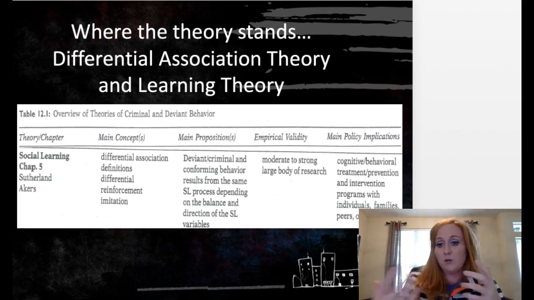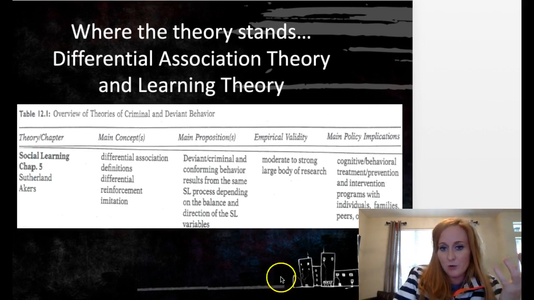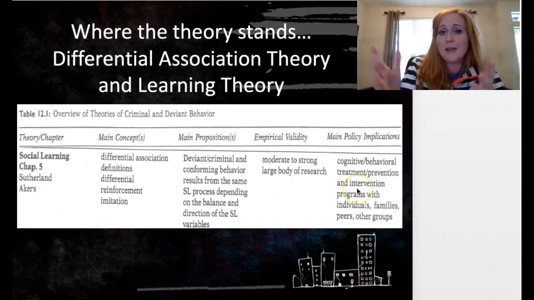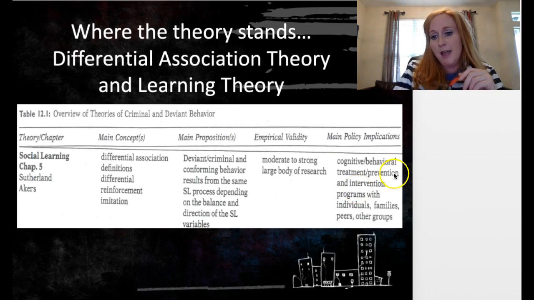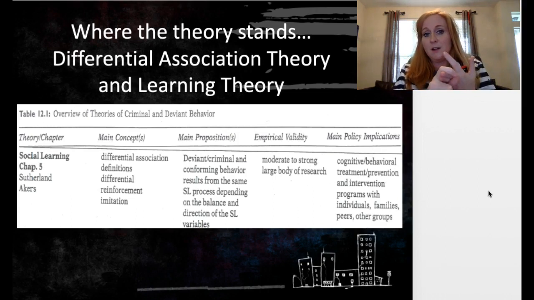So just for fun, if this theory is true and it really is highly explanatory of crime, well, how do we use it? How do we put it into action? What are the main policy implications? You look at it, and it means we've got to approach crime with cognitive behavioral treatment, prevention, and intervention programs with individuals, families, peers, and groups. So we have to intermediate those thought processes, those emotions, and those associations, and get people to recognize them and to understand the fact that they're experiencing cues to that behavior.